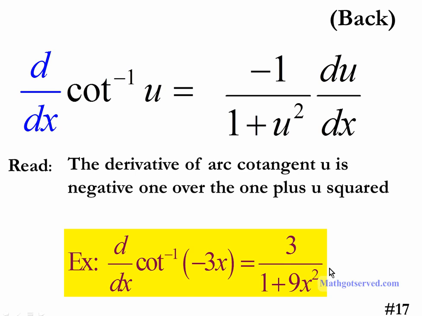We're going to multiply that by the derivative of the inner function, du dx. The derivative of the negative 3x is negative 3, times the other negative 1 we had, gives you positive 3. So your derivative is 3 over 1 plus 9x squared.